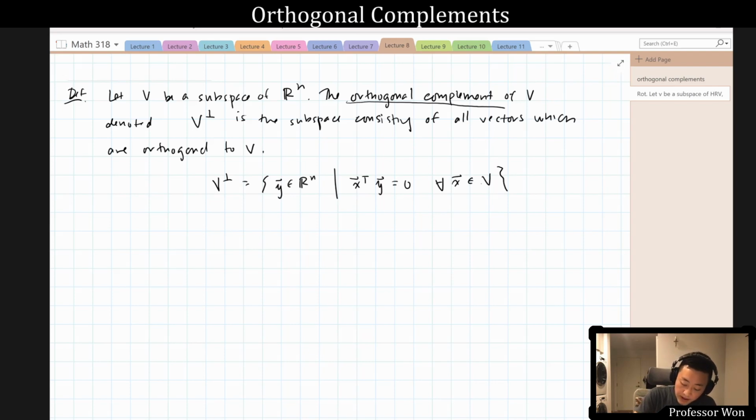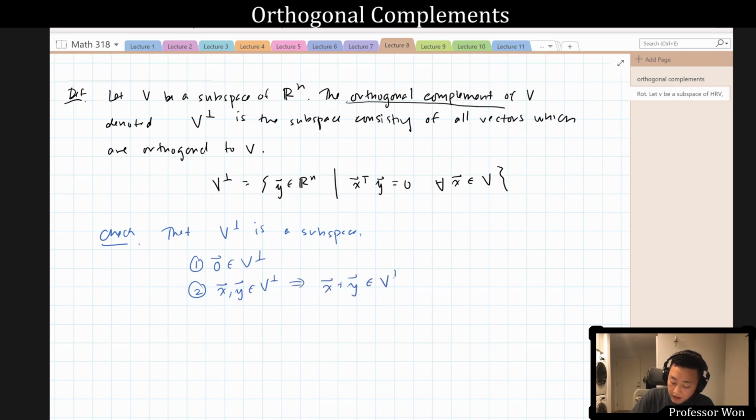You should check that V perp is a subspace. In other words, you should check that the 0 vector is in there. You should check that if you have two vectors that are orthogonal to V, then the sum is orthogonal to V, and if you have a vector that's orthogonal to V, any scalar multiple is also orthogonal to V. This is standard, so you should check it. 0 is in V perp. If x and y are in V perp, then x plus y is in V perp. And if x is in V perp and c is a real number, then c times x is in V perp.